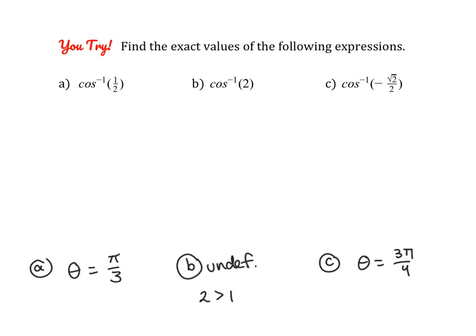Okay, so for part A, since this is positive, it will be in quadrant 1, and the cosine of pi over 3 is 1/2. So that's our answer for part A. For part B, you'll notice that 2 is not within our domain because 2 is greater than 1, so this value is undefined. It's a domain error. And for part C, since this value is negative, we know that we will need to be in quadrant 2, and then the cosine of 3 pi over 4 is negative root 2 over 2.